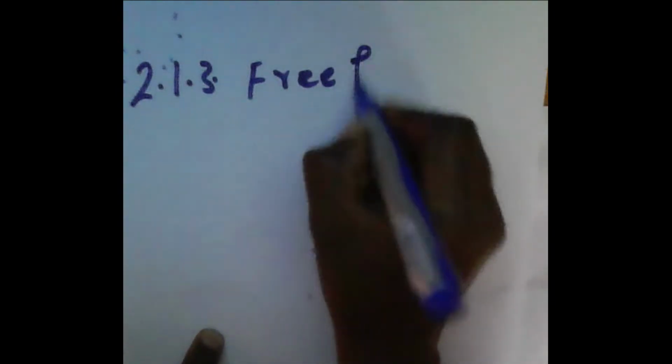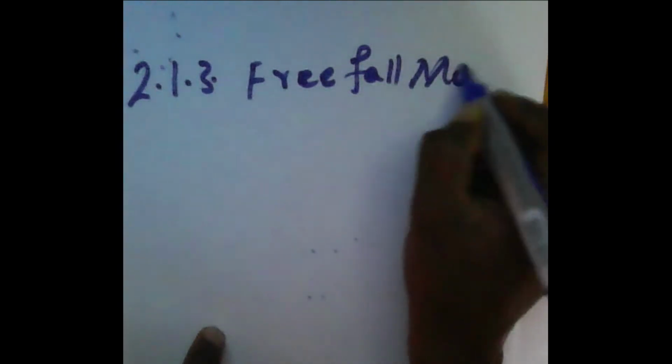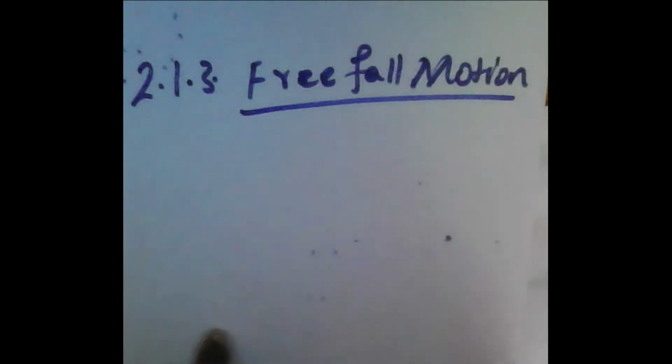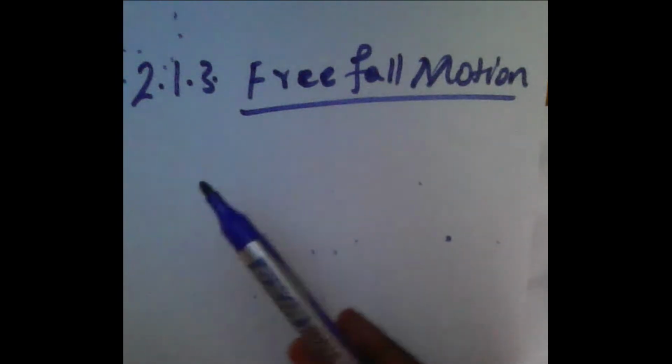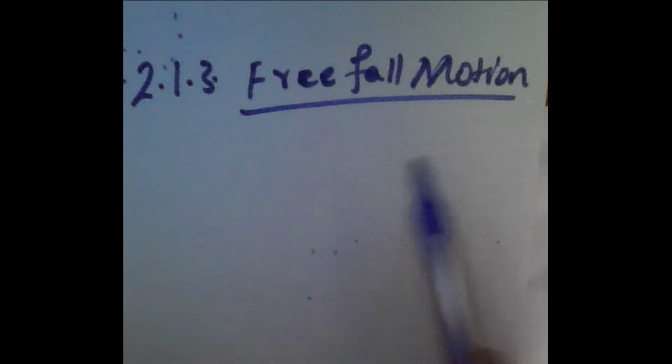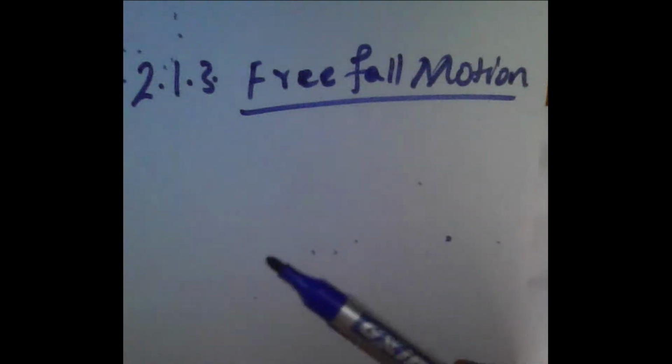Okay, the next topic is all about free fall. This one is 2.1.3, which is free fall motion. Free fall motion is the motion of an object near the surface of Earth under the only control of the force of gravity. We don't consider any other force.